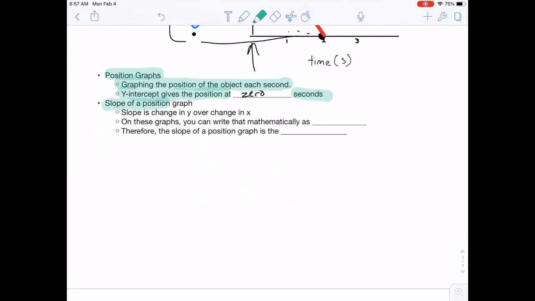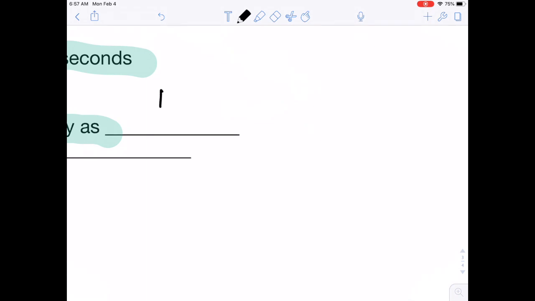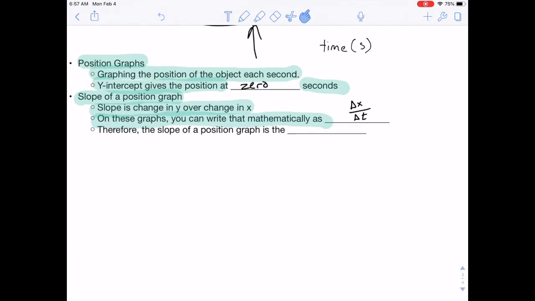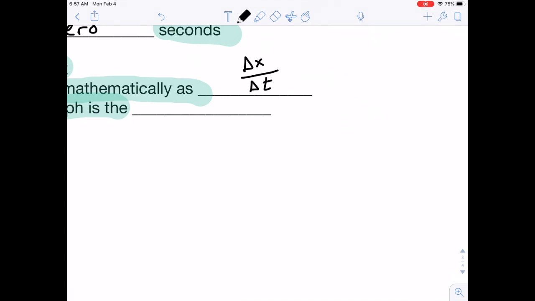The slope of a position graph. Slope is the change in y over change in x. On these graphs, you can write that mathematically as the change in distance or position divided by the change in time. Therefore, the slope of a position graph is the velocity.